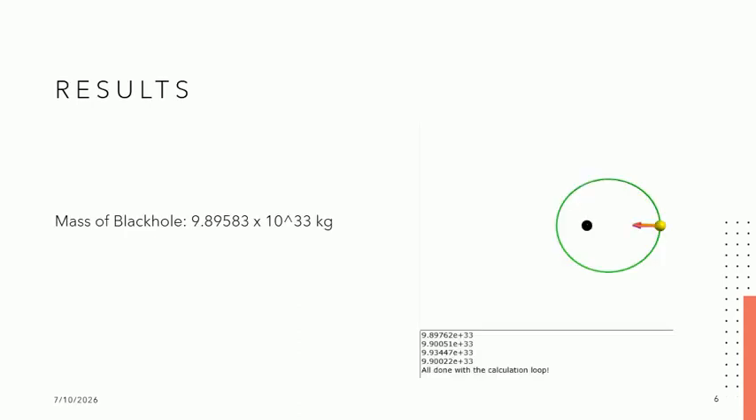So these are the results of my orbit with my seed. I found the average mass of the black hole to be 9.89583 times 10 to the 33 kilograms. I found that by averaging all the numbers in Excel.